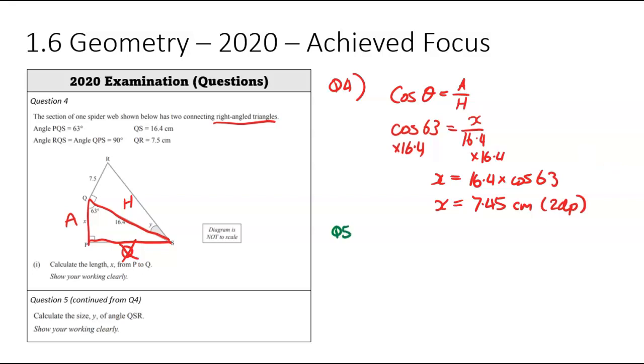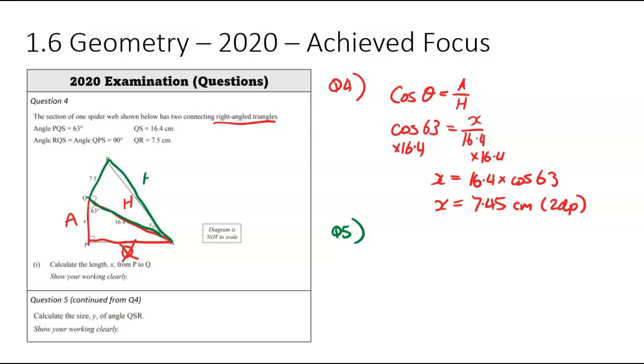Now moving on to question 5. I'll leave my working from the previous question up there. But question 5 says calculate the size of angle Y or QSR. So we've got angle Y down the bottom there. And I've got a different color pen, but again, we've got a right angle triangle. We've got 2 sides. So we should be able to use inverse trigonometry to find out that internal angle.